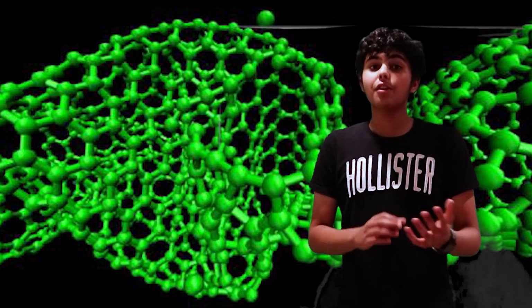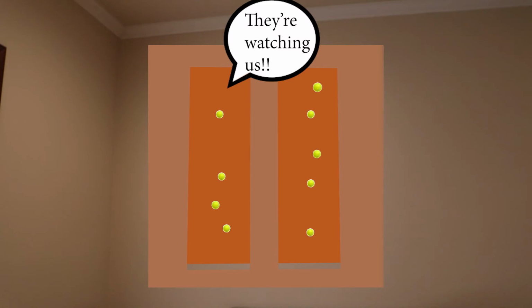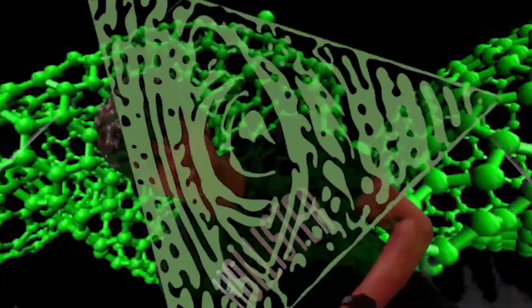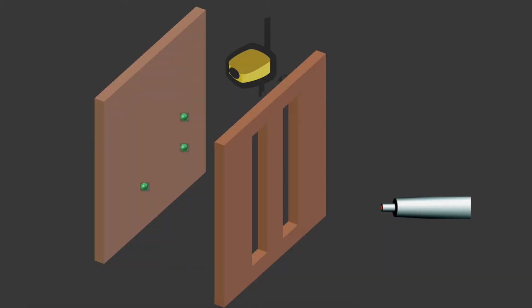But when the pattern on the other wall was analyzed, the atoms returned to the same behavior as the tennis balls. Did the atoms know we were watching them? Like a sixth sense? To test this seemingly ridiculous theory, scientists left the detector in the same position, but snuck over to the switch and turned off the detector to fool the atoms. And, in a twist of events, the atoms returned to their original wave-like pattern.